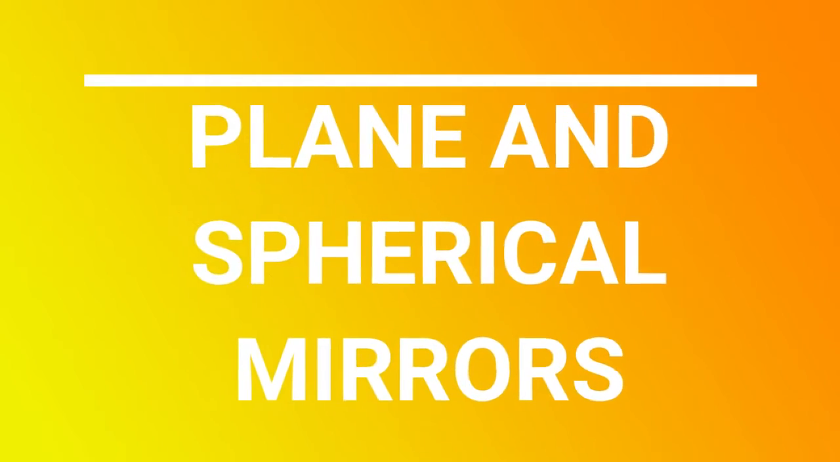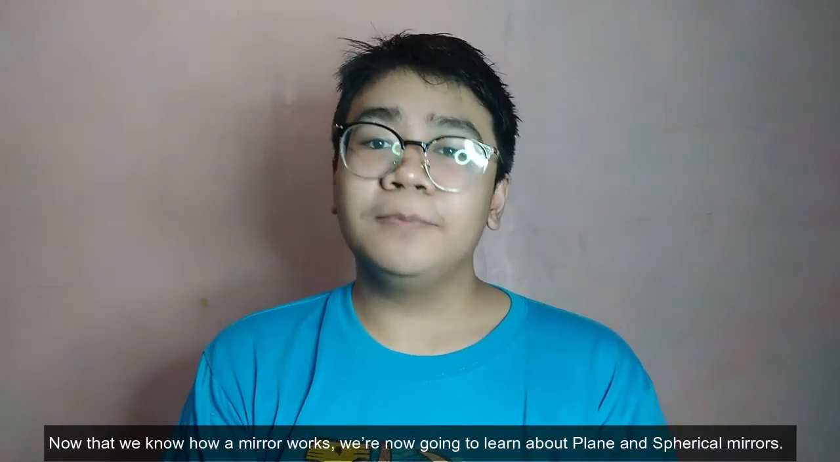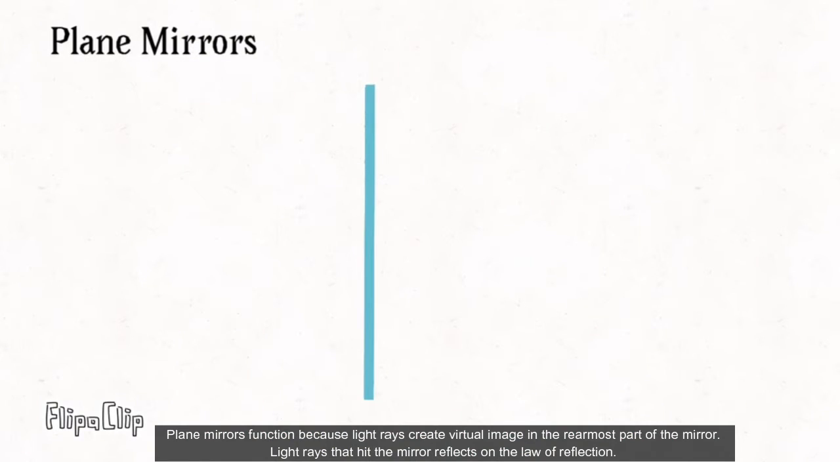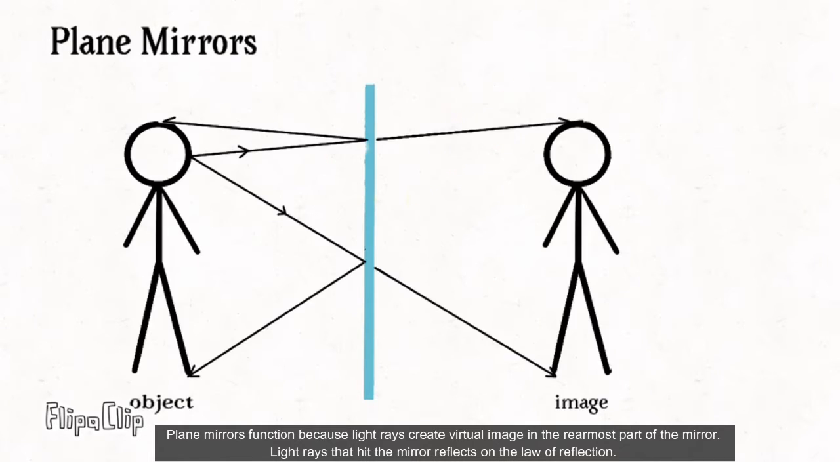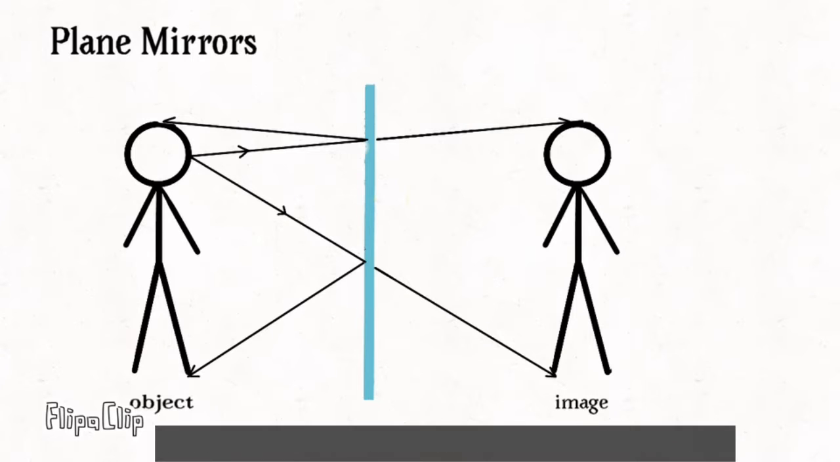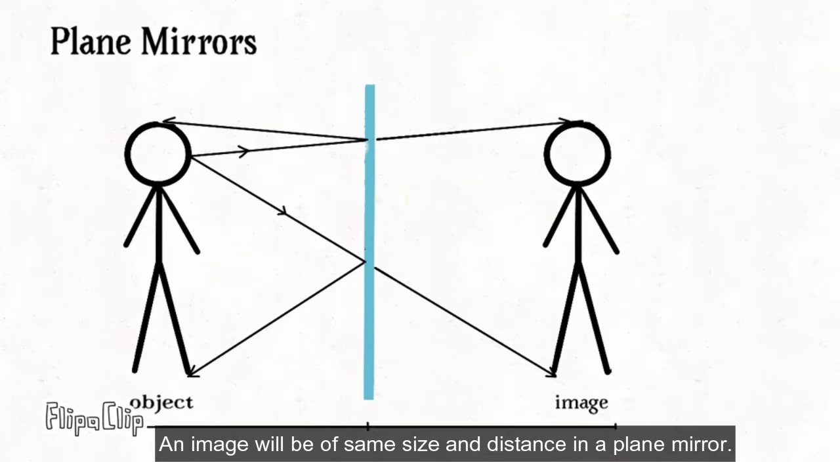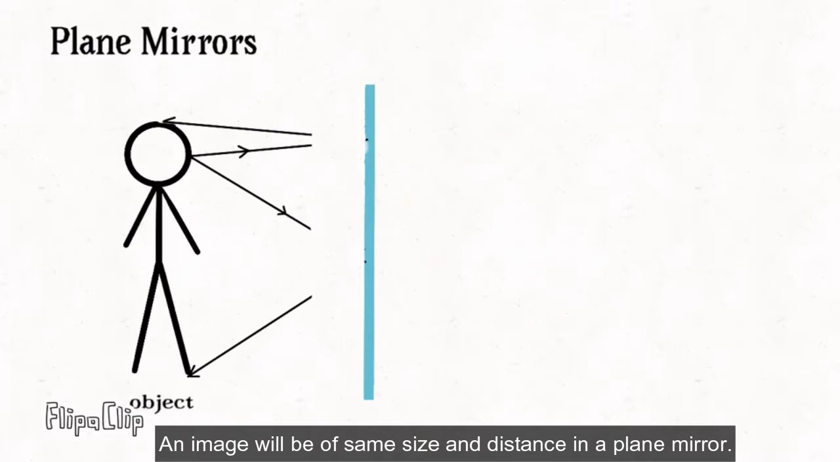Plane and spherical mirrors. Now that we know how a mirror works, we're going to learn about plane and spherical mirrors. Plane mirrors function because light rays create a virtual image behind the mirror. Light rays that hit the mirror reflect according to the law of reflection. An image will be of the same size and distance in a plane mirror.